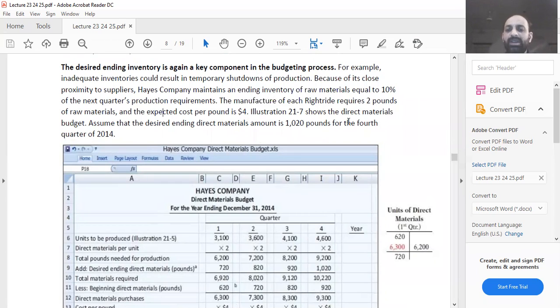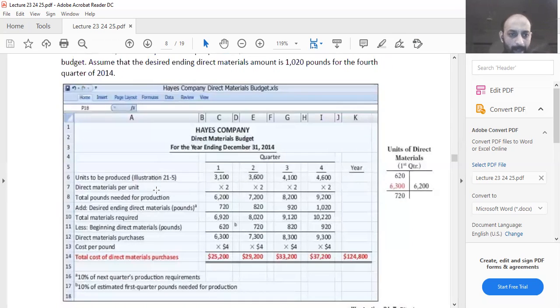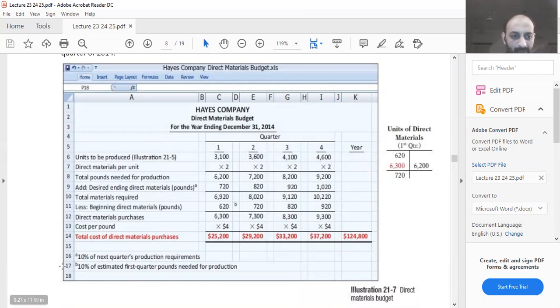Illustration 21.7 shows the direct material budget. Assume that the desired ending direct materials amount is 1020 pounds for the fourth quarter of 2014. Okay, your units to be produced comes at the top. Direct material per unit, we know, is 2 pounds. So if the total number of units that you aim to produce is 3100, you will need a total of 6200 pounds for those units. And for desired ending direct material pounds, we know how to calculate it. It is 10% of next quarter's production requirement.